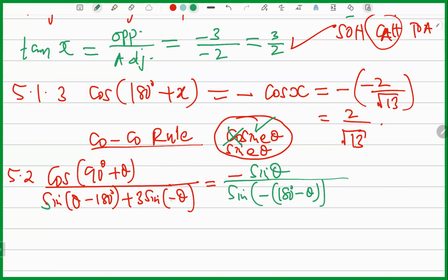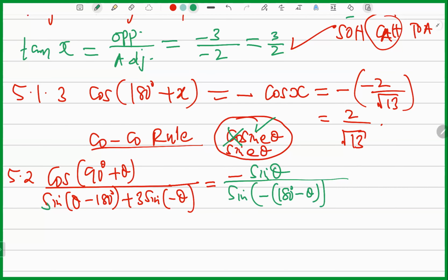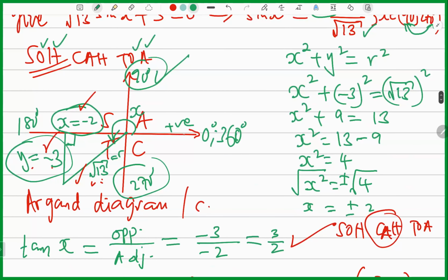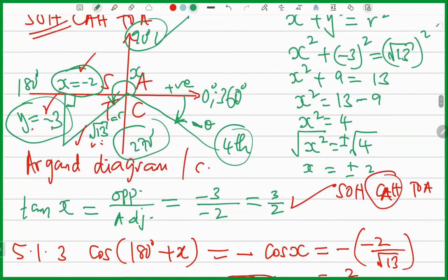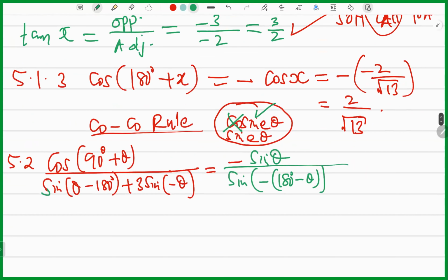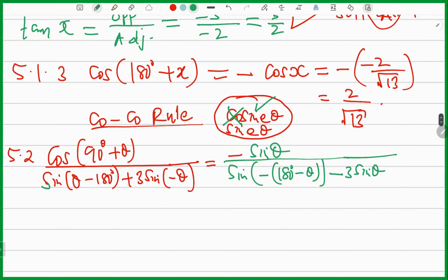Which quadrant is minus theta? Minus theta is considered to be in the fourth quadrant. Minus theta is measured in a clockwise direction. So angles measured in a clockwise direction are negative, and therefore it is in the fourth quadrant. In the fourth quadrant, the sine is what? Is negative. So it becomes negative the sine of theta. Okay, right. So this is minus the sine of theta, all divided by the following.